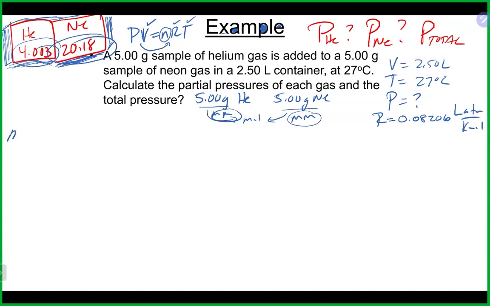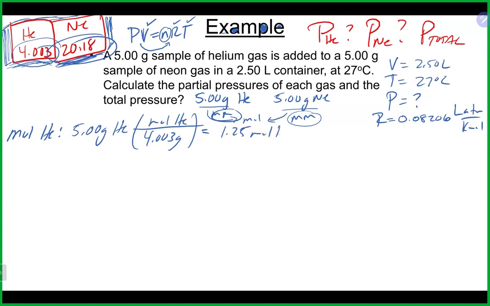So I'm going to look for my moles of helium. I'm going to take the grams of helium, which is 5. I'm going to use the molar mass from the periodic table as a conversion factor to convert from grams to moles of helium. And if I do, it's going to give me 1.25 moles, I'll call it, of helium.